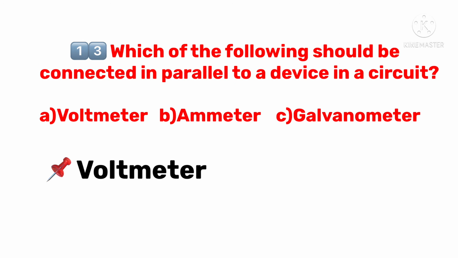13th question. Which of the following should be connected in parallel to a device in a circuit? Options: A voltmeter, B ammeter, and C galvanometer. The answer is voltmeter.